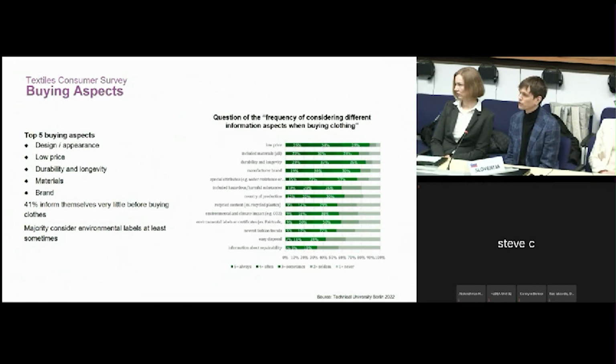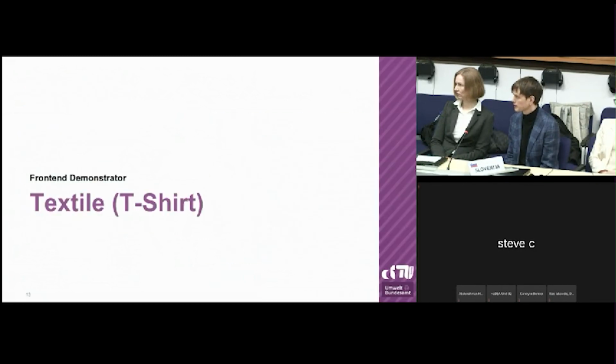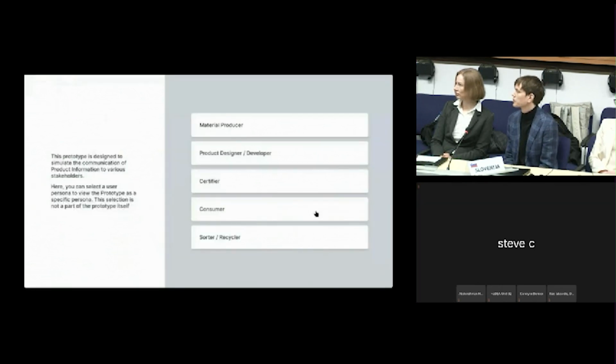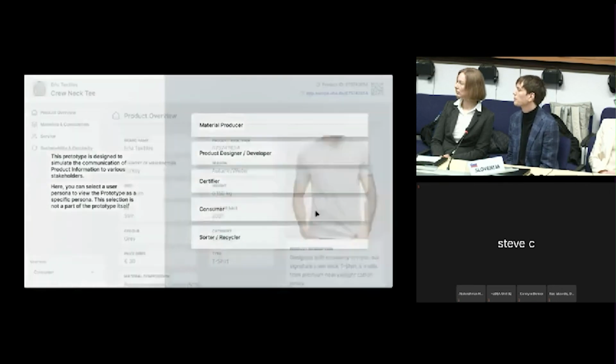We also see that 41% inform themselves very little before they buy clothes. On the other hand, a little bit more than half of them at least sometimes consider sustainability certificates when they buy products. Now let's look into the front-end demonstrator for textiles. We created that for 5 user groups. We'll now look into the consumer side.